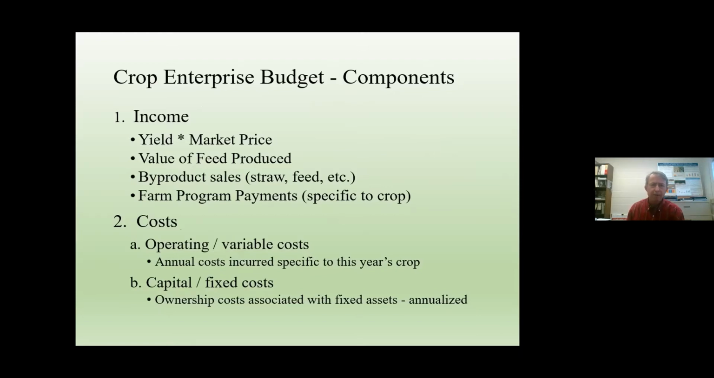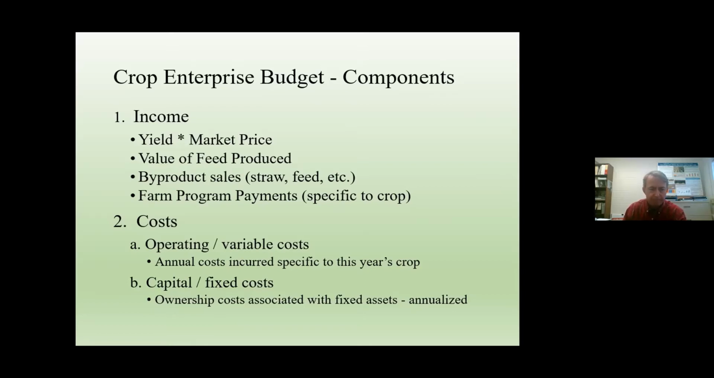So the crop enterprise budget, what are the main components? There are three main components, those being income, costs, and returns. Income would be yield times market price, or if we can place a value on the feed that's produced. If there are any byproduct sales like straw or sweet corn silage, that would be part of our income. And then any farm program payments specific to the crop. We may or may not want to look at those, but certainly that's part of the income equation for the crop.